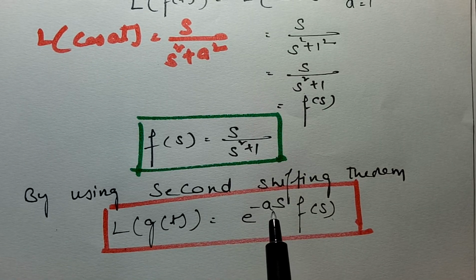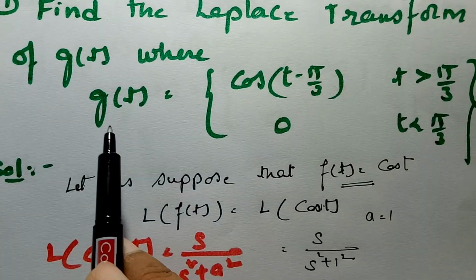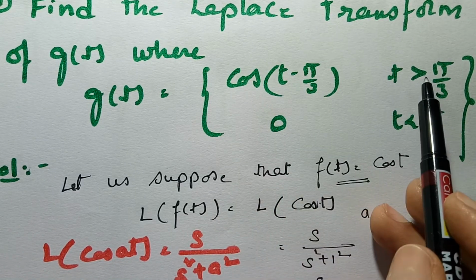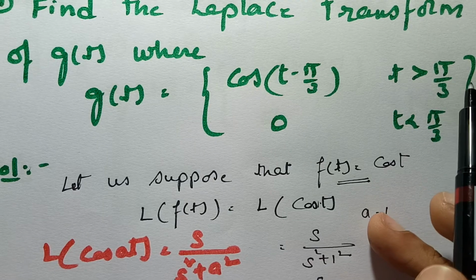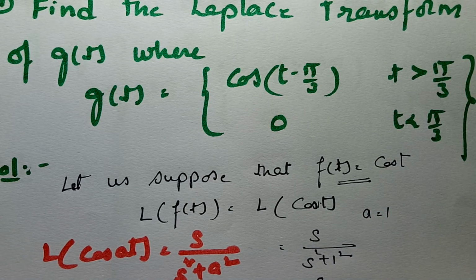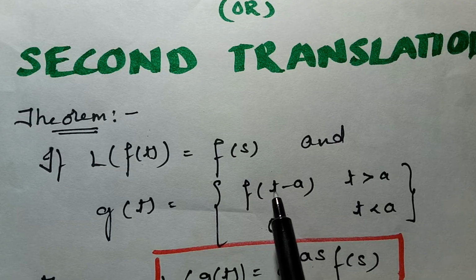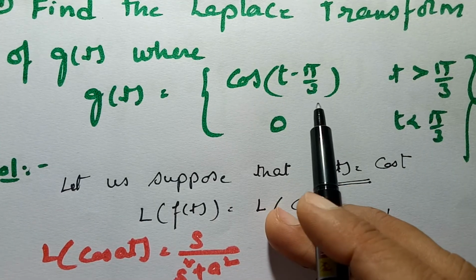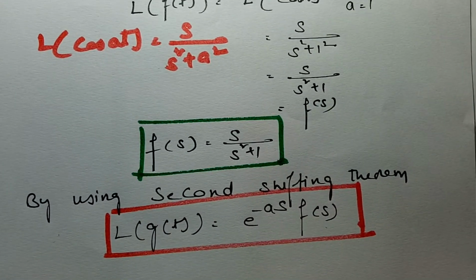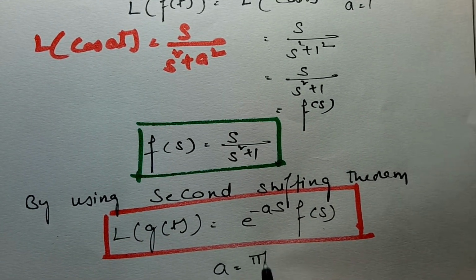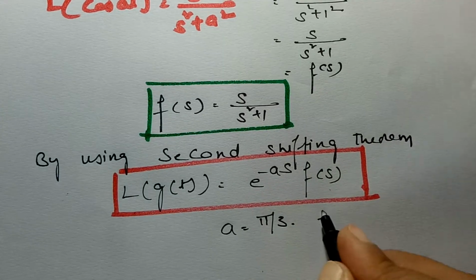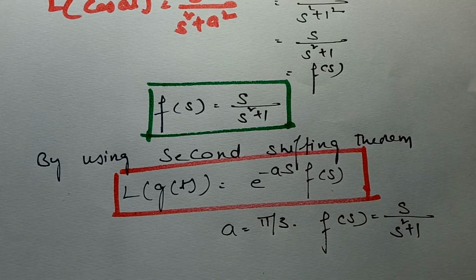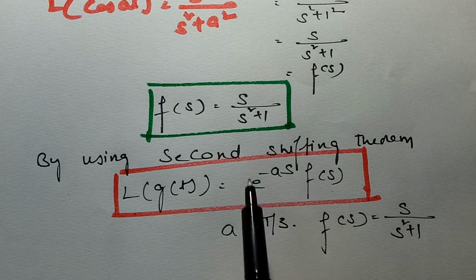And what is a? When you see the question here, g of t is equal to cos of t minus pi by 3, where t greater than pi by 3. When I compare with this function, t minus a, in place of a, it is pi by 3. So a is nothing but pi by 3 from the question, and f of s is equal to s by s square plus 1. So I got both values and I'll substitute here.